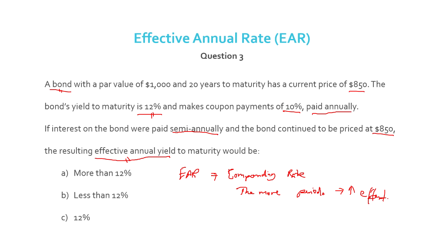So we're going to get a higher effective annual rate on our bond. So that means the answer is going to be more than 12% because our new rate is going to be compounded more frequently, and so our EAR has to be greater than 12% since that's what we started with. So A would be the correct answer there.